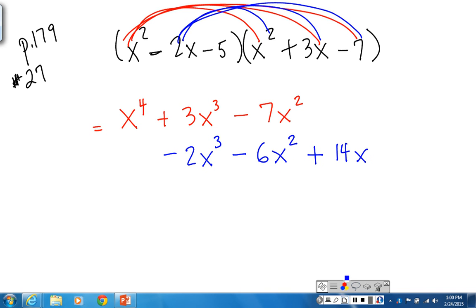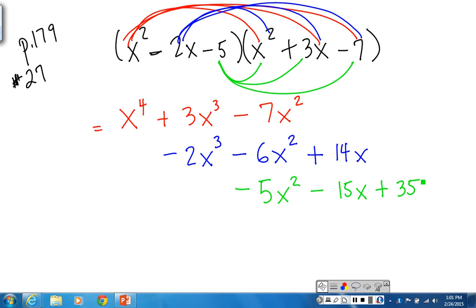Alright. So we're done with negative 2x. Let's go on to negative 5. Negative 5 times x squared is negative 5x squared. So where should I put negative 5x squared? I will put it here, negative 5x squared. Negative 5 times 3x is negative 15x. Negative 5 times negative 7 is positive 35.